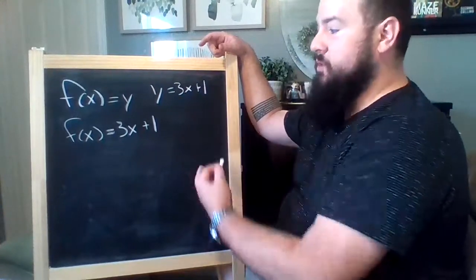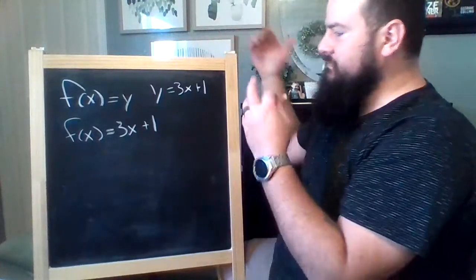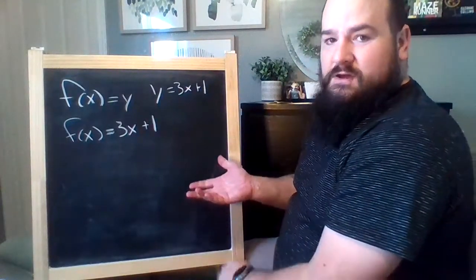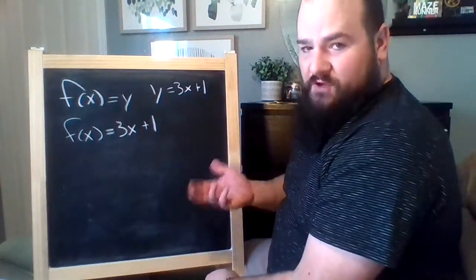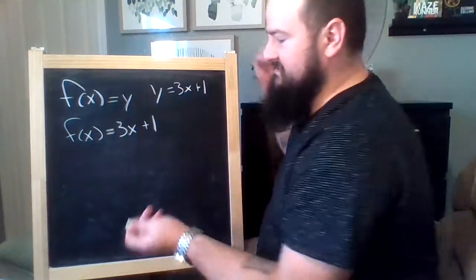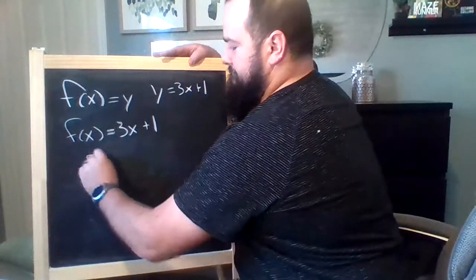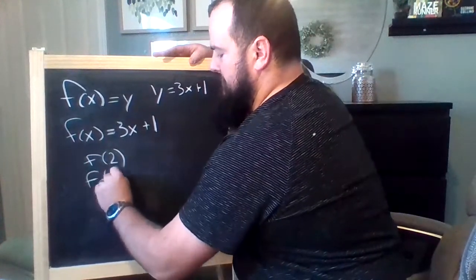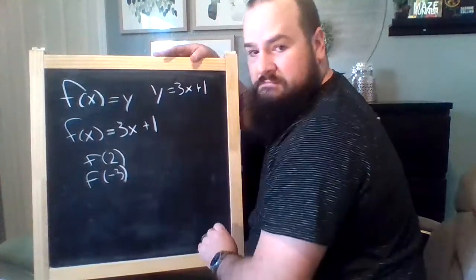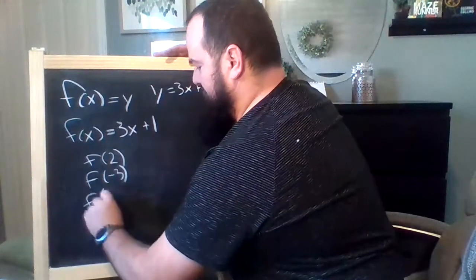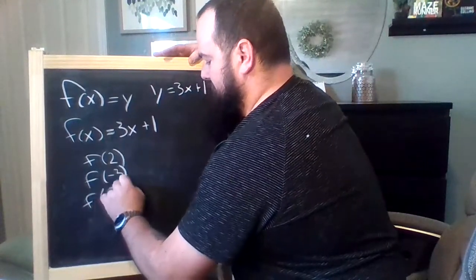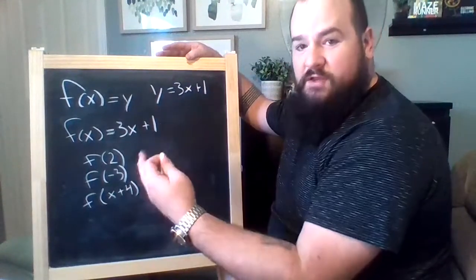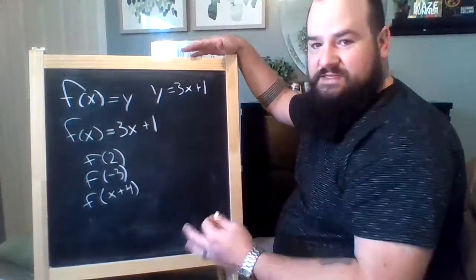Now, how do we work with that? What do we do with it? Some simple things we can do are evaluate this function. And what the question would say would be like, evaluate the following. And I may give you a list of things like, say, f of 2, f of negative 3. I can even do some crazy stuff like f of x plus 4. So I'm going to go through and we're going to evaluate all three of these. And the way we do that is really simple.